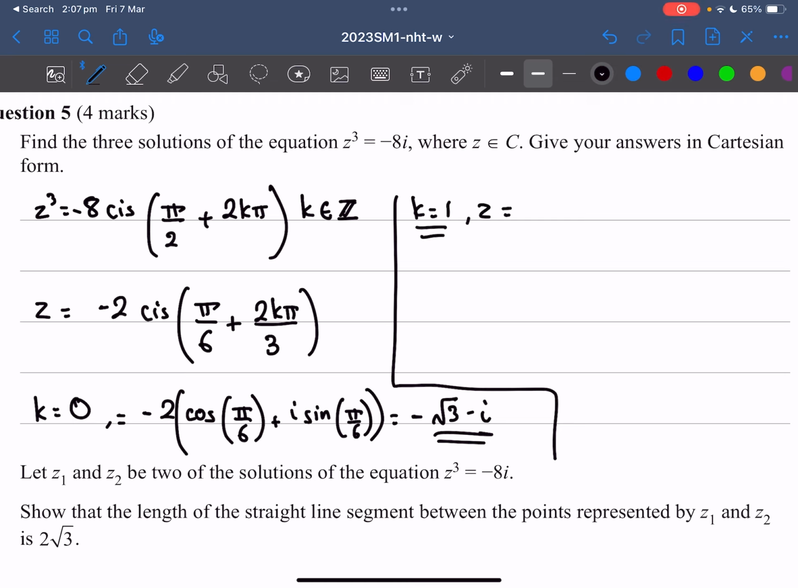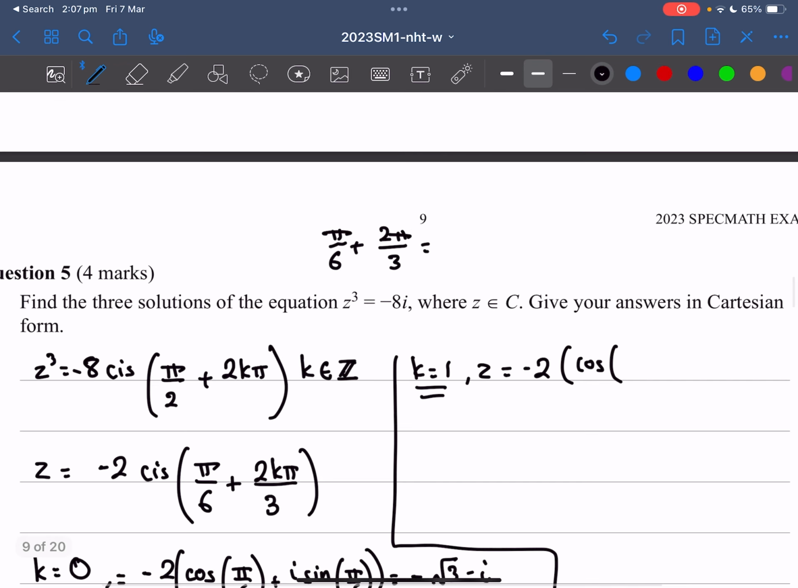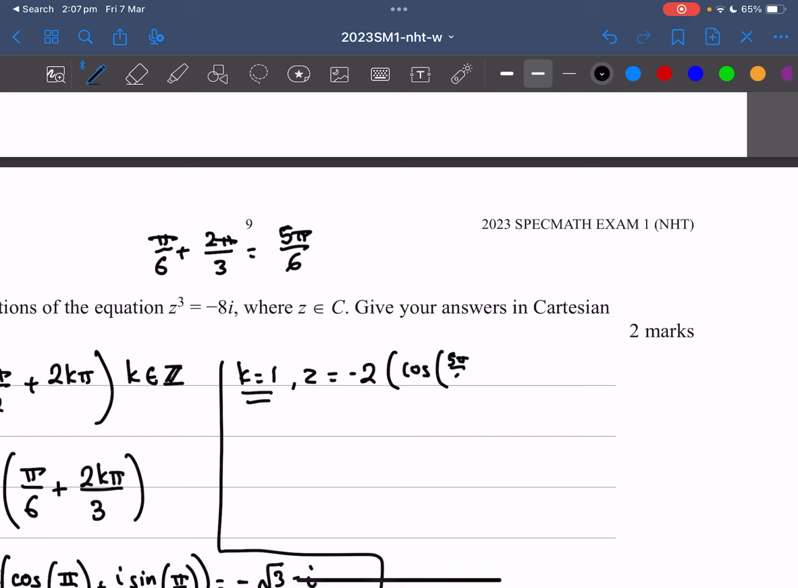So we have z is equal to minus 2, and then cosine of pi on 6 plus 2 pi on 3. What do we get? We get 5 pi on 6. Okay, now 5 pi on 6, where is that located? That is located in the second quadrant, meaning that sine will be positive and cosine will be negative. Okay, so cosine of 5 pi on 6 plus i sine of 5 pi on 6.